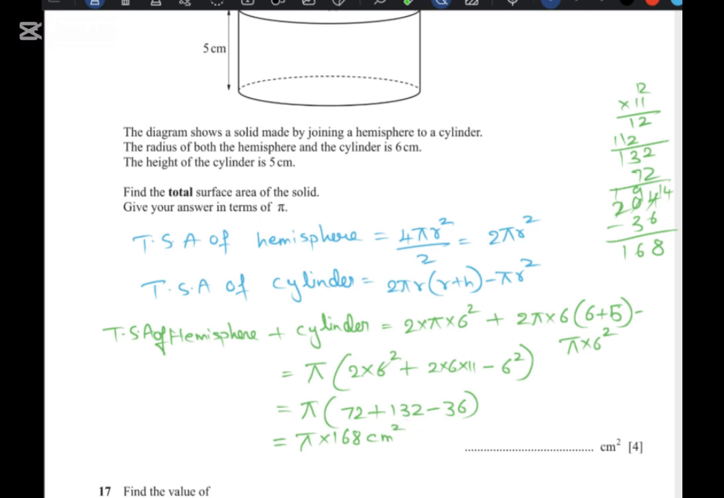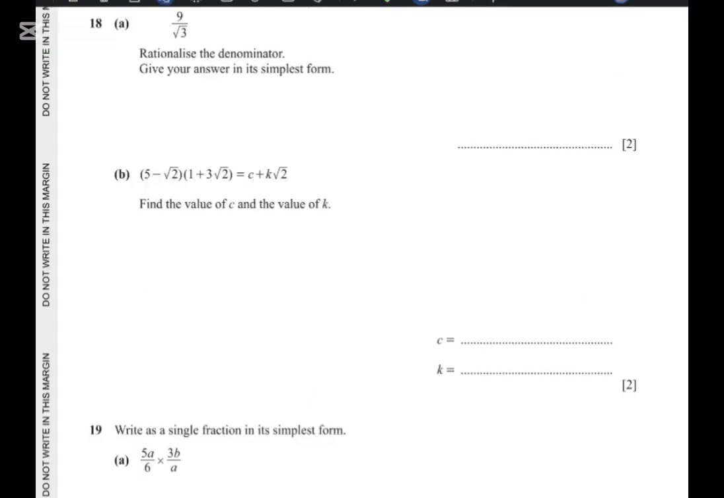So what is the answer? 168 pi. Question number 16 is done. Question number 18a: 9 by root 3. Rationalize the denominator, give your answer in its simplest form.